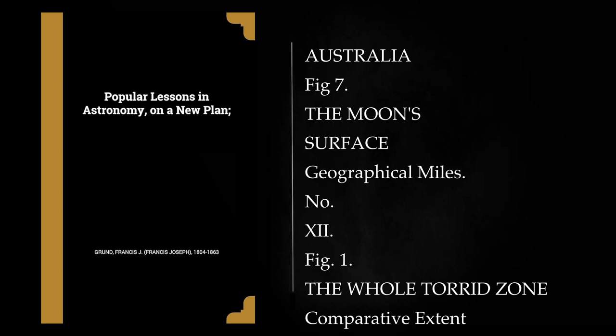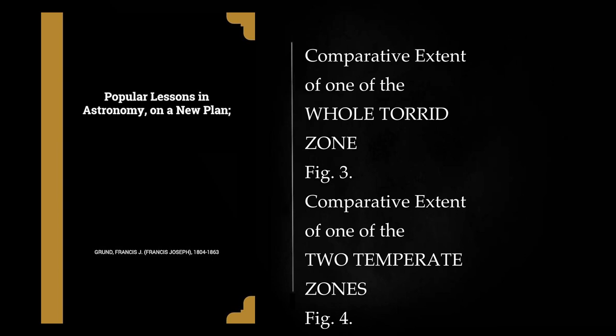Geographical miles. No. 12. Figure 1. The whole torrid zone. Comparative extent. Of the two temperate zones. Comparative extent. Of the two arctic zones. Figure 2. Comparative extent. Of one of the whole torrid zone. Figure 3. Comparative extent. Of one of the two temperate zones. Figure 4. Of the arctic zones. Figure 5. Comparative extent. Of the whole land on our globe.